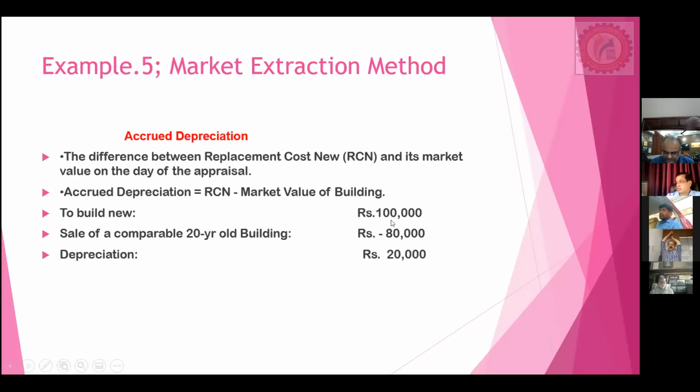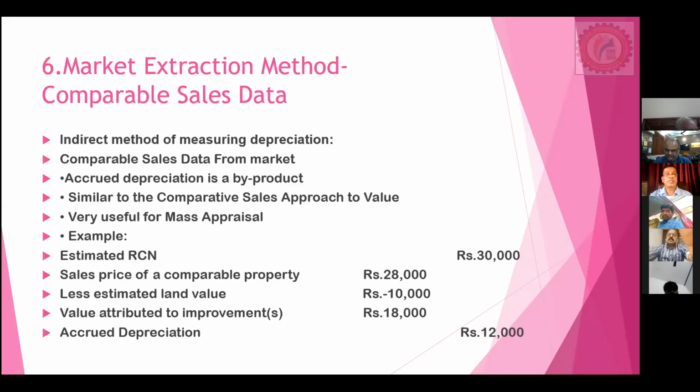But the replacement cost, that is a new building, if you construct it, will be around 1 lakh. That is the replacement cost new, RCN: 1 lakh minus 80,000. So 20,000 will be the depreciation. So this depreciation is decided by the market. That is why I told you in the beginning, even to arrive at the market value of the property, the depreciation, or the effective age of the property, we have to collect the data from the market. So that is the market extraction method.